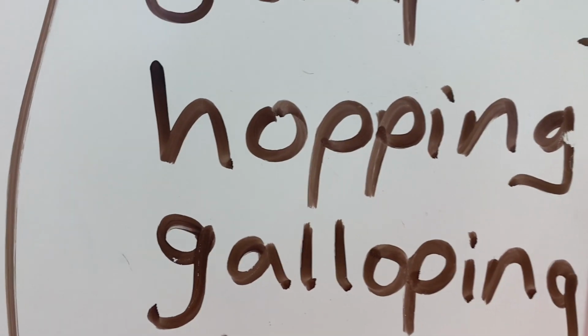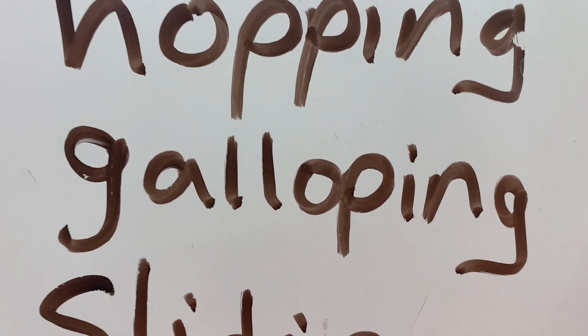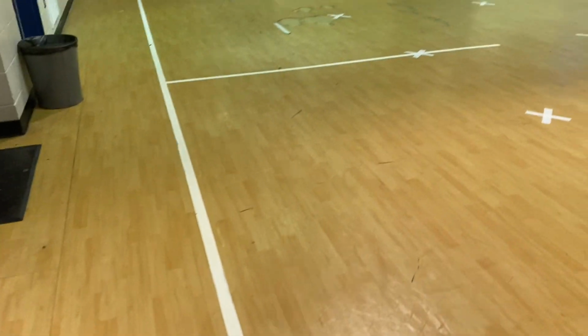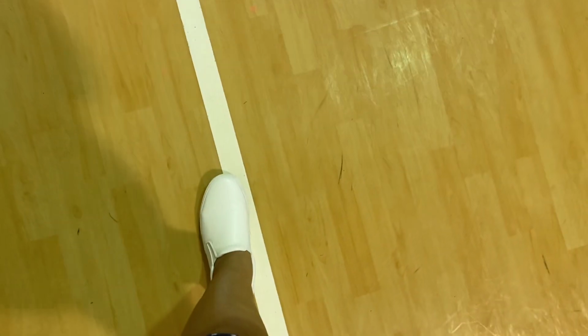Great job hopping. The next locomotor skill is galloping. Well, what is a gallop, Coach Fuller? You're going to have one foot in front of the other. When you gallop, the foot in front stays in front the entire time. The foot in back stays in the back the entire time. So when you gallop, you want to step, and your back foot touches your heel.